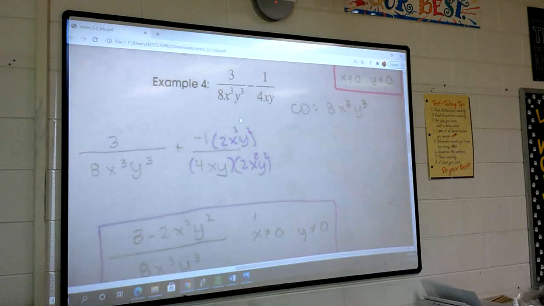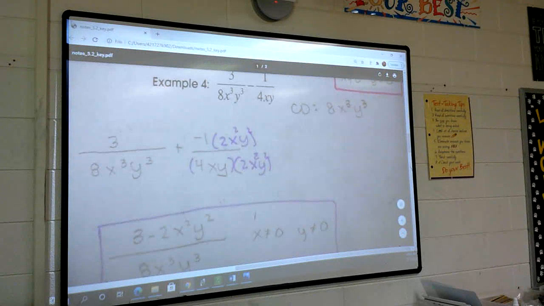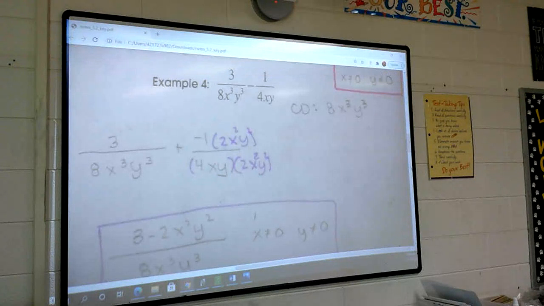Now, the left fraction already has that, so that's good. You don't have to do anything to that fraction on the left. The fraction on the right is the one that you have to change. So the fraction on the right now has 4xy. We want to get it to 8x to the third, y to the third. So to get from 4 to 8, you got to multiply by 2. To get from x to the third, we need x squared. And to get from y to the third, we need another y squared. We need 2 more y's.